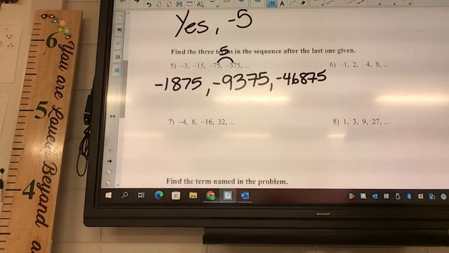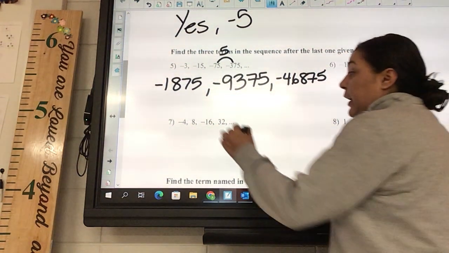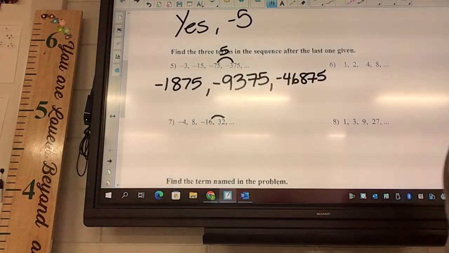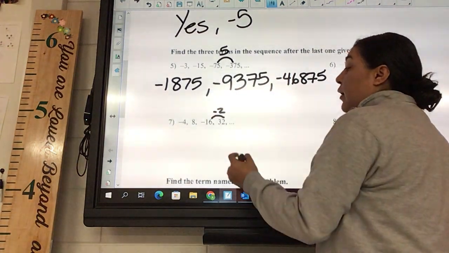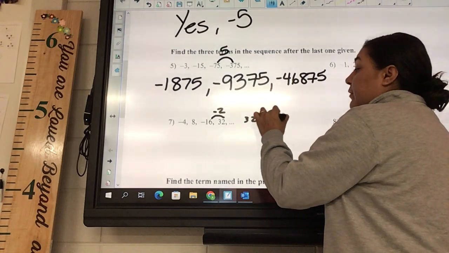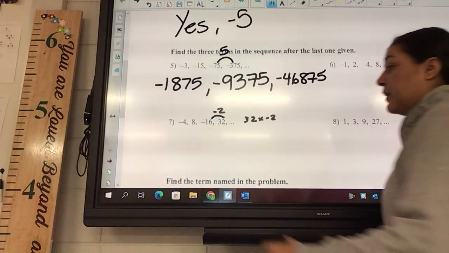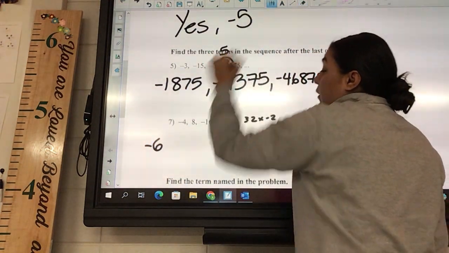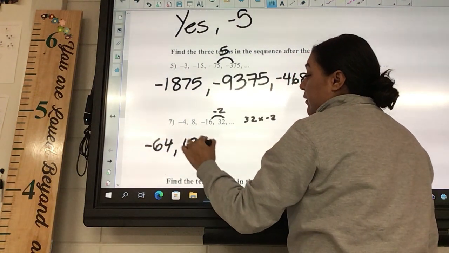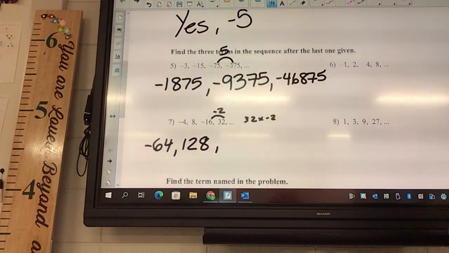If we look at 7, we got 32 divided by 16. What is that? 2 or negative 2? Negative 2. So now we're going to say 32 times negative 2. What is that? Negative 64 times negative 2 is 128, times negative 2 is negative 256.